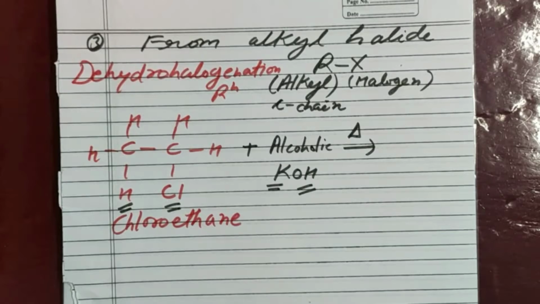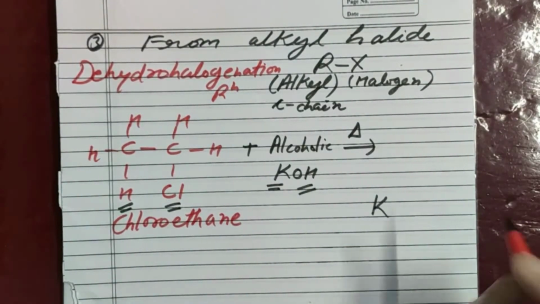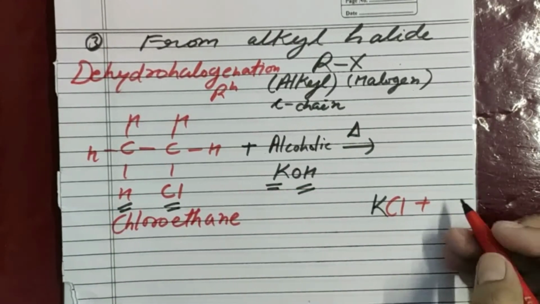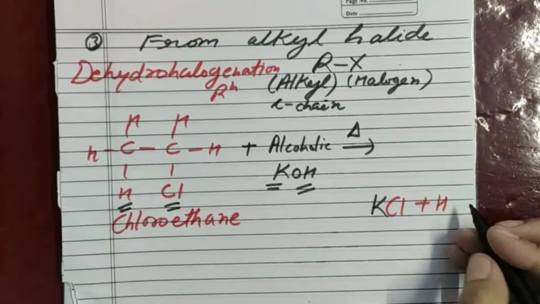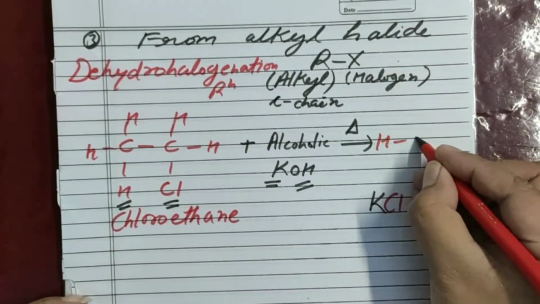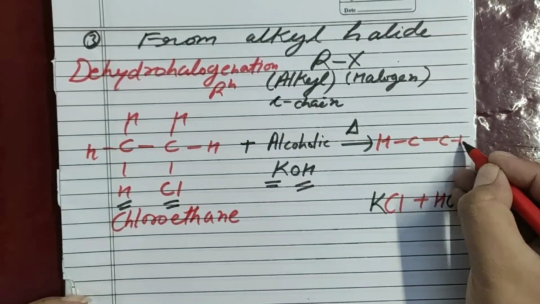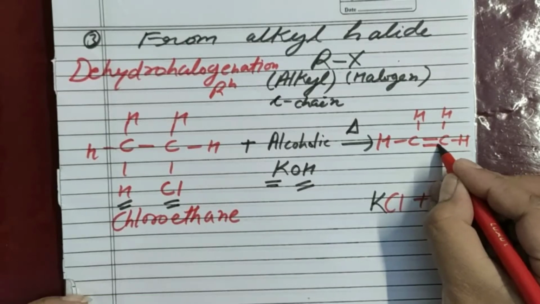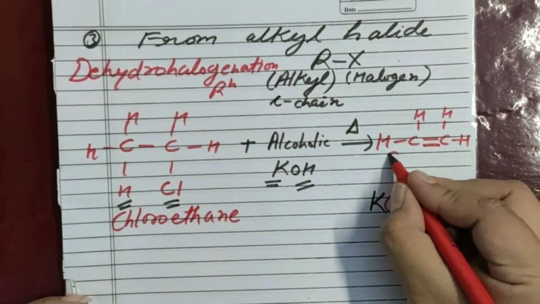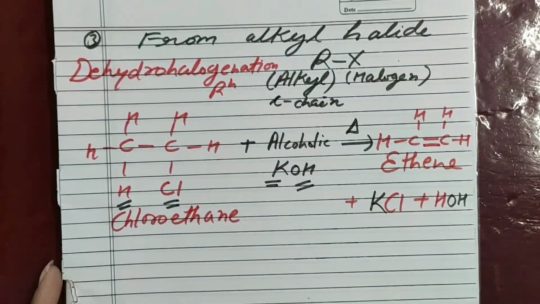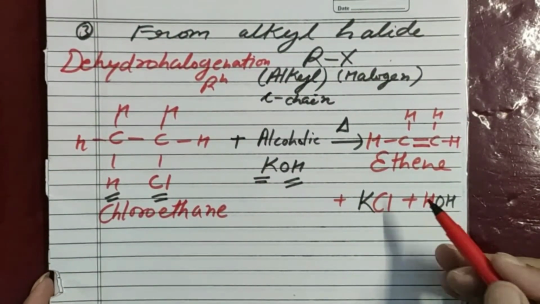So there will be removal of KCl plus removal of HOH, that is water. Now what is left? We are left with HC single bond, H, and H. For bond satisfaction, there will be formation of a double bond here. The compound formed is ethene. So in this way, from alkyl halide we can prepare alkene.